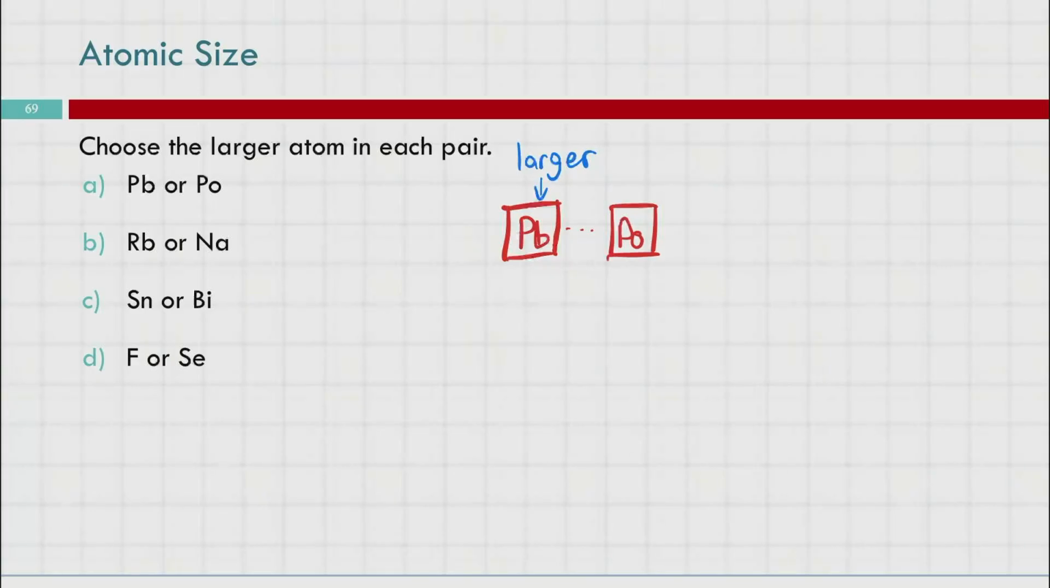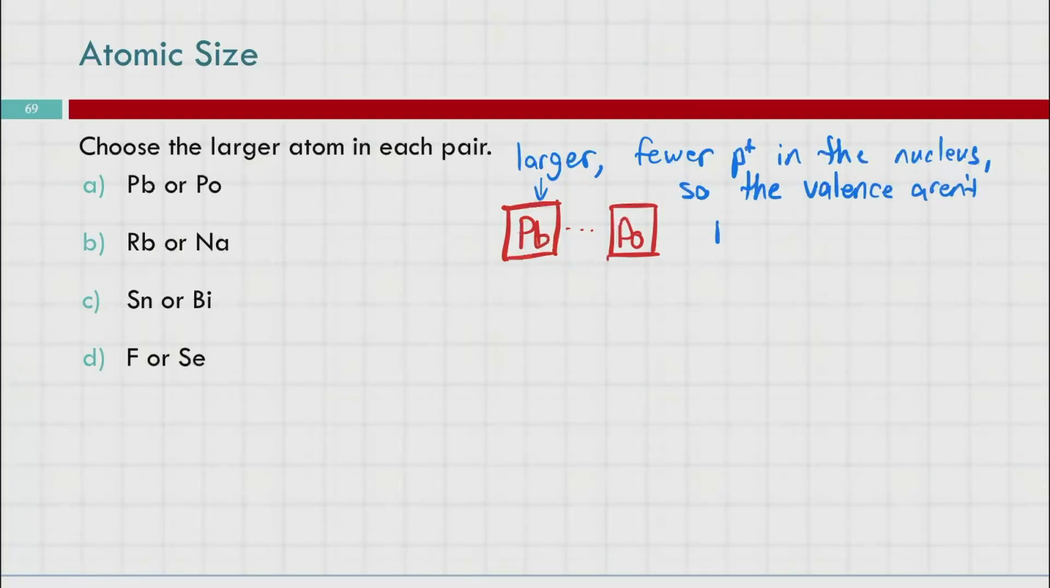They're in the same row, so they have the same number of shells. We've got fewer protons in the nucleus, so the valence electrons are a little bit further away or aren't pulled in as much. Or you just memorize our size decreases left to right or increases right to left. So that means the left side of it is going to be bigger. So Pb.